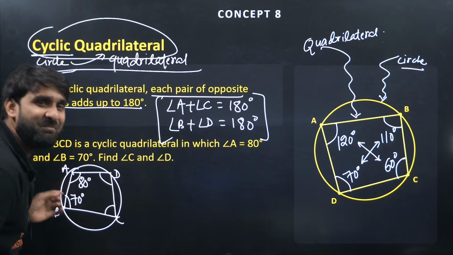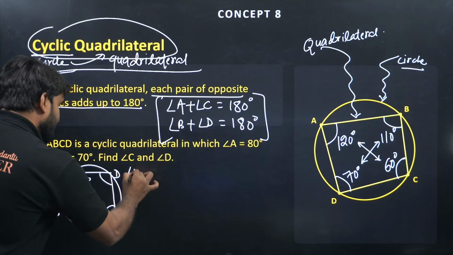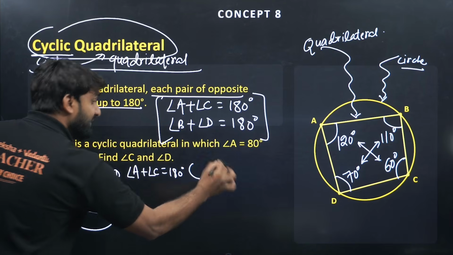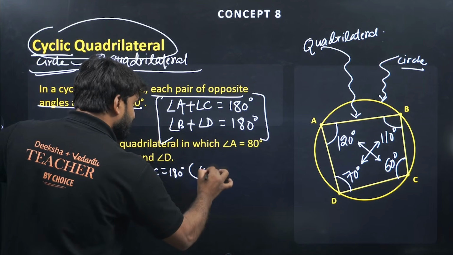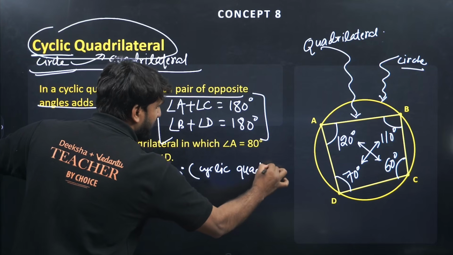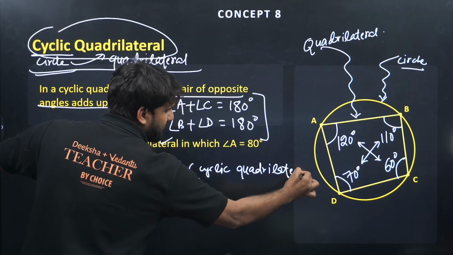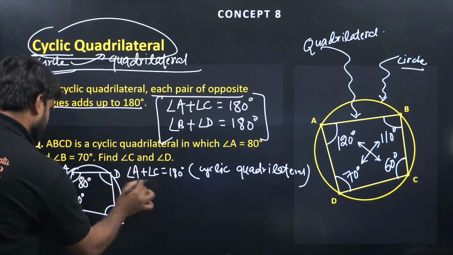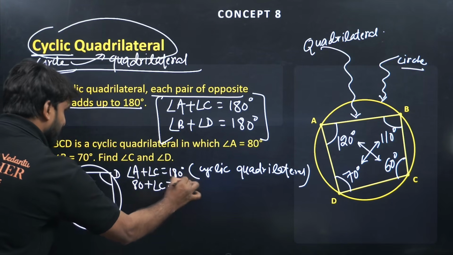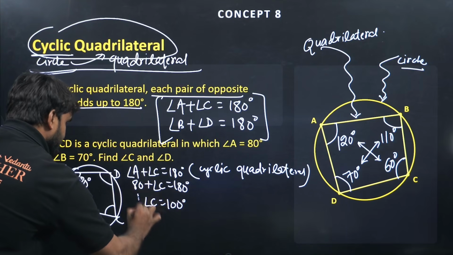So my dear champion, the sum of opposite angles will be 180. So we can put angle A plus angle C is equal to 180, and we can write the reason here: opposite angles of a cyclic quadrilateral. So A is equal to 80, plus C is equal to 180. So 80 will go there and become negative, so angle C is equal to 100 degrees.